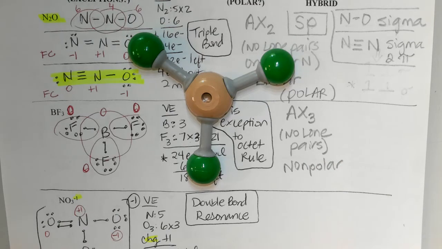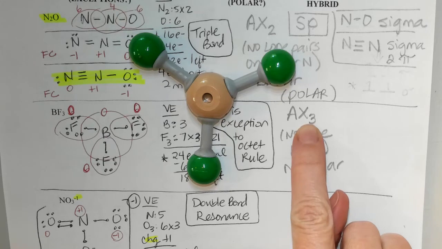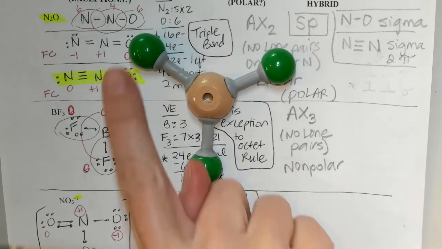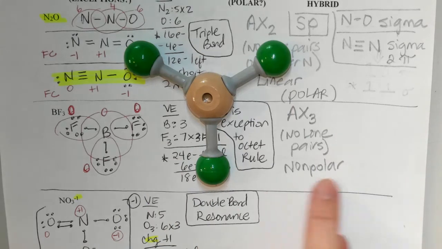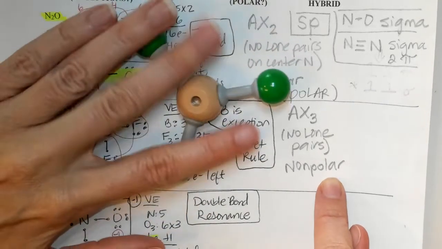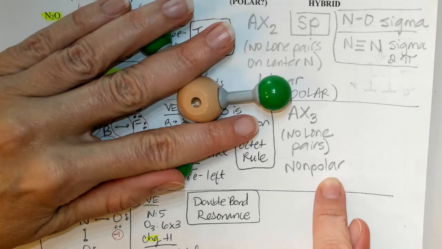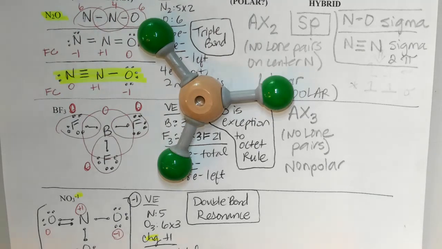So the rule is that whenever you have an AX3, an AX2, AX4, AX5, AX6, when there's no lone pairs, if all the terminal bonding elements are the same, it will be a non-polar molecule. So BF3 is actually non-polar. It's interesting though, because if you just looked at the bond, you would say, well, wait a minute, that's a polar bond, right? Because fluorine is more electronegative. That's true. But now what we're looking at is the overall molecule.